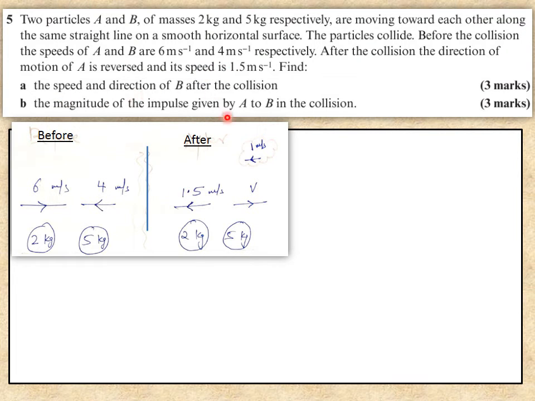The speed and direction of B: we don't know the speed, we don't know the direction. Again, I'm just assuming that this will be positive. If I get a positive answer, my assumption is right. If I get a negative answer, I will know that it goes in the opposite direction.